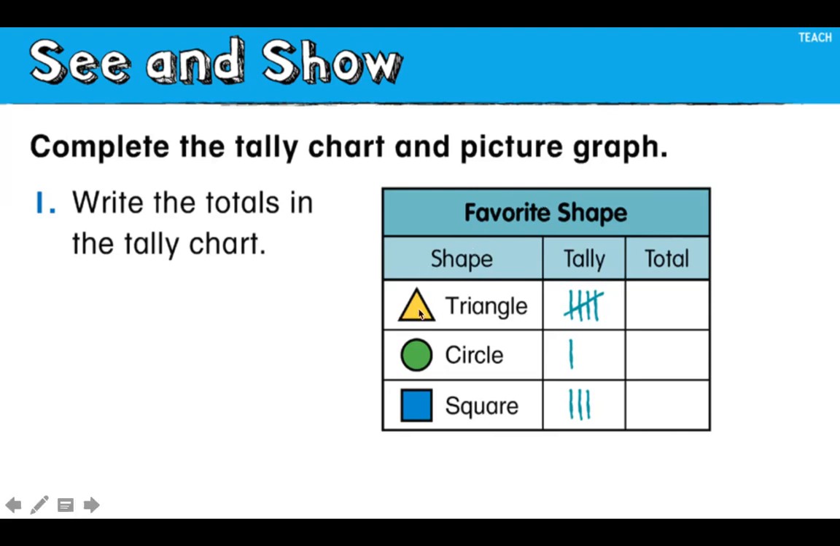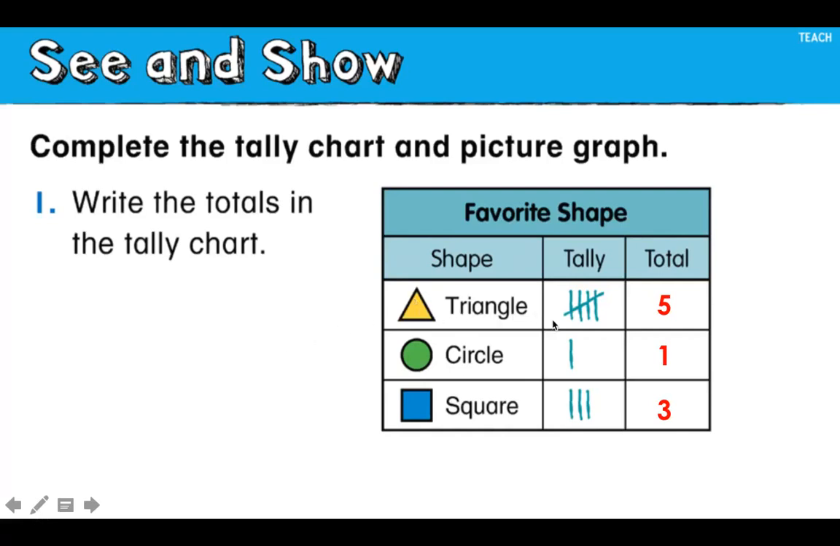The first column says triangle, circle, and square. Let's take a look and see how many tally marks are next to the shape triangle to find out the total number of people that said triangle is their favorite shape. I see a group of tally marks, and I know when I see a group of tally marks that looks like this, it is a group of 5 tally marks, so I can write a total of 5 on the side. Go ahead and fill in the totals for circle and square.